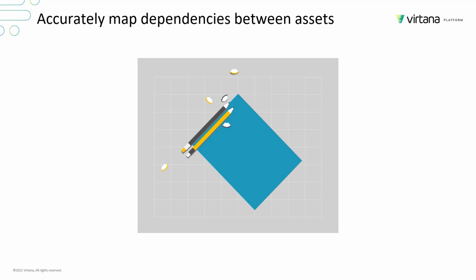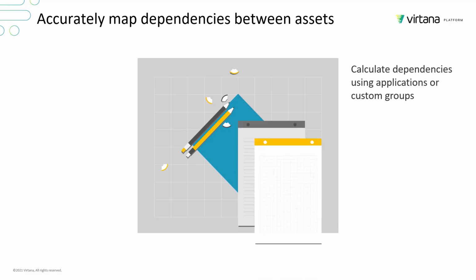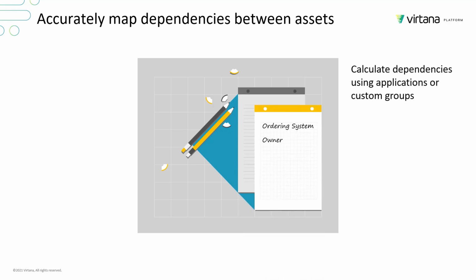You can calculate dependencies using the default application dependency mapping or create your own custom groups based on property values associated with your infrastructure assets. Our one-click dependency mapping automatically calculates the dependencies for all applications or custom groups, or a single application or group.